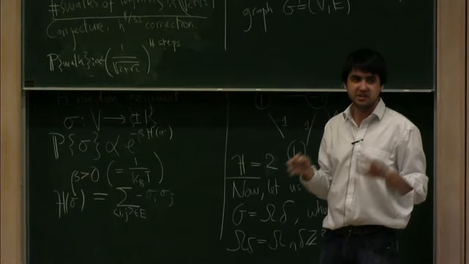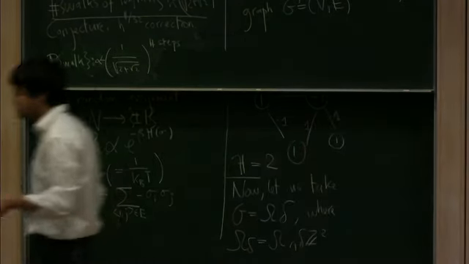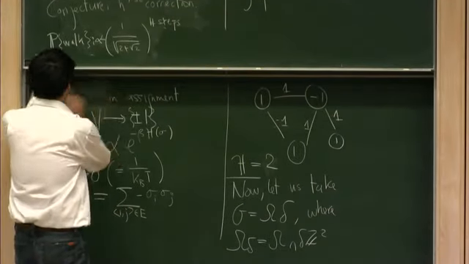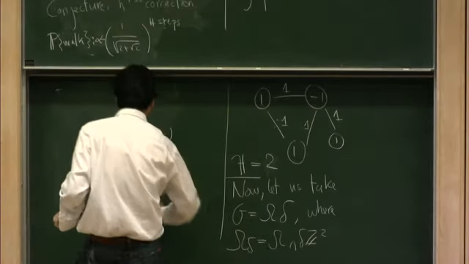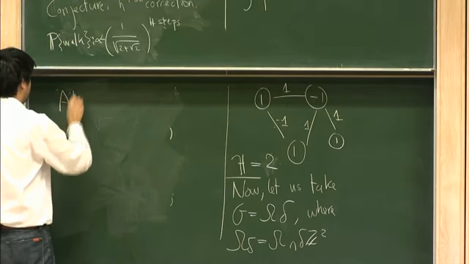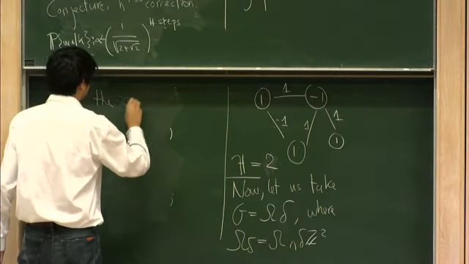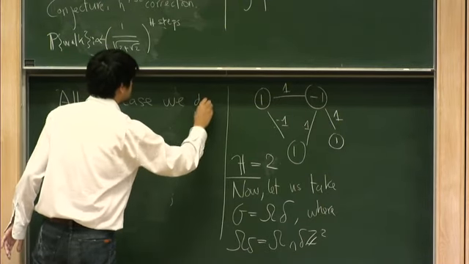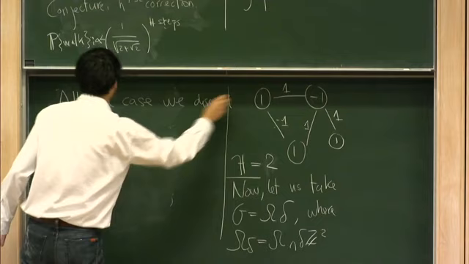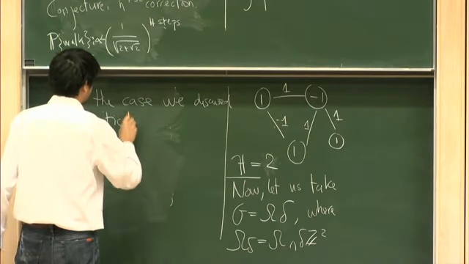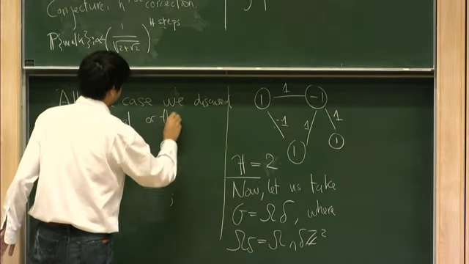So now where does this bring us? Let me first write it: the models have long-range fluctuations. All the cases we discussed are critical, or they have a critical phase.